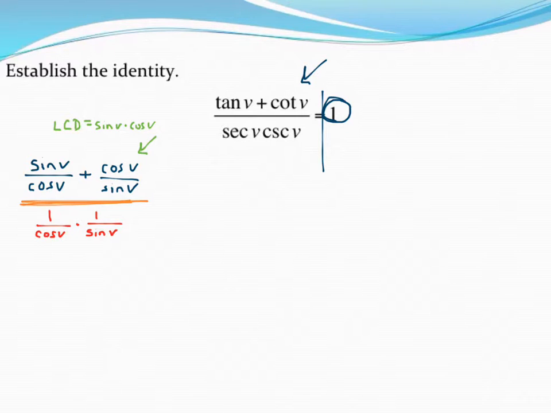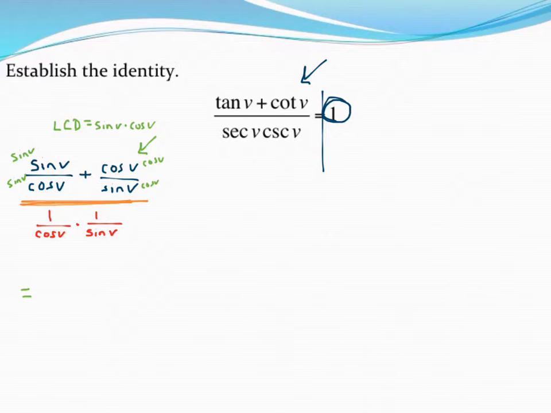Okay, my goal is to then turn this denominator into this denominator. The first blue fraction is missing the sine piece, so I'll multiply the numerator and denominator by sine. The second blue fraction is missing the cosine piece, so I'll multiply the top and bottom by cosine of v. And again, right now I'm just trying to do stuff to see what happens.